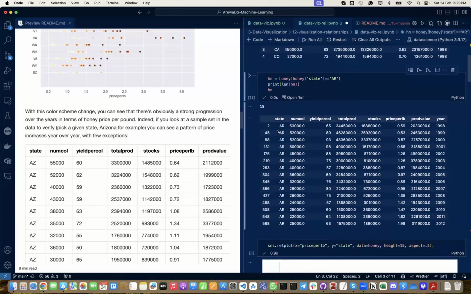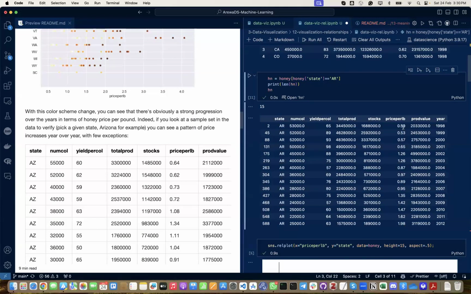So for the state Arizona, we have 15 entries, and you see the price per year. In 1998, the price was 0.59. But then in 1999, it reduced to 0.53. Then in 2000, it increased to 0.57. It then continued increasing, and then the price decreased, then increased slightly, decreased, increased slightly, but it went back up. So the price in 2012 was $1.98 per pound. So it was the most expensive it could have gotten, which is 1.98.